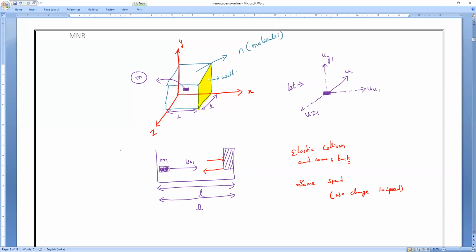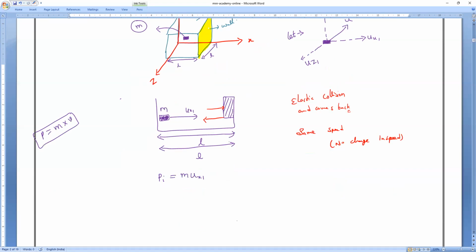So let us consider the initial momentum. What is the momentum formula? Momentum is equal to mass into velocity. Initial momentum means small m into, let me take initial velocity, ux1. Is it right, guys? Now after that, again, does the momentum change or remain constant? Constant. Why? The velocity does not change, so the momentum does not change in magnitude, but it is in the opposite direction.